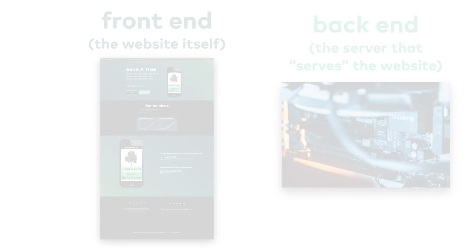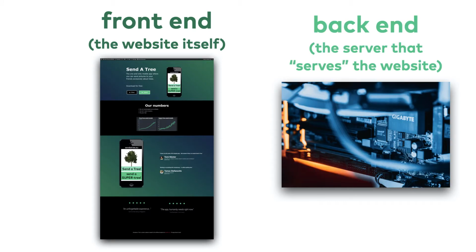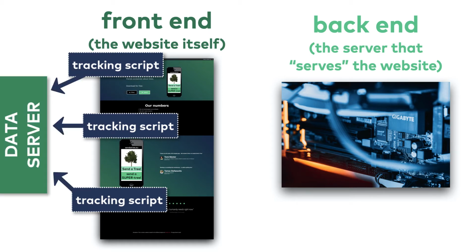Okay, so when it comes to a website, the data collection can happen in two major places: on the front end and on the back end. The front end is basically the website that the visitor sees in her browser. There, different scripts that are mostly written in JavaScript, by the way, can pick up and send the data points to a data server.